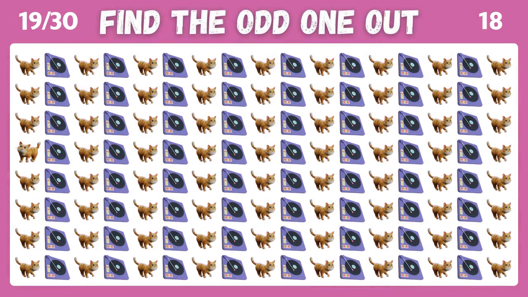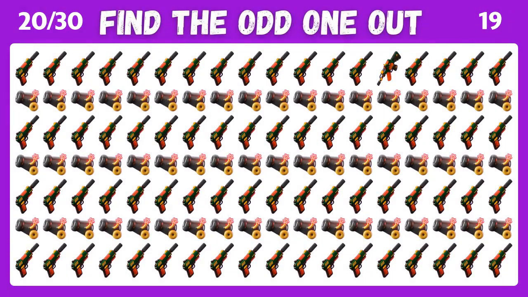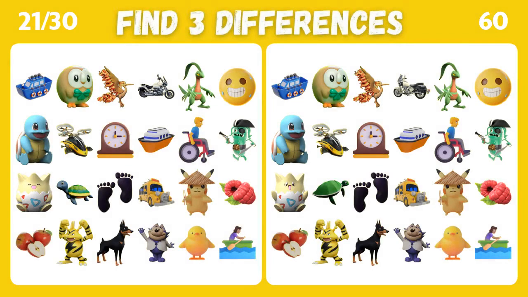Cast your keen eye and locate the emoji that stands out from the crowd. So easy, it's here. Take a closer look and find the emoji that doesn't fit in the sequence. Outstanding. You spotted the unique one. Find three differences.